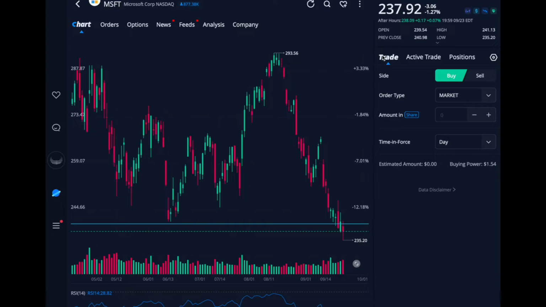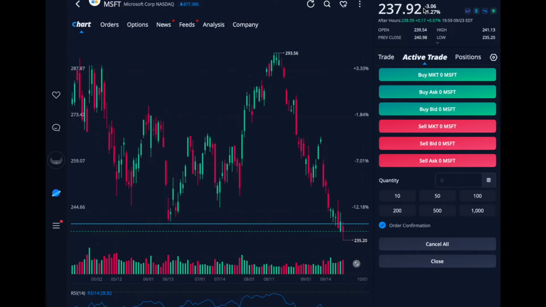Okay, so simply we want to look at how we determine price. Price is just buyers and sellers in the market. If there are more buyers than sellers, price goes up. If there are more sellers than buyers, price goes down. But we cannot look at 237.92 and just watch the number change and get a good feel of what price is doing. So that's where candlesticks and graphs and lines came into play.